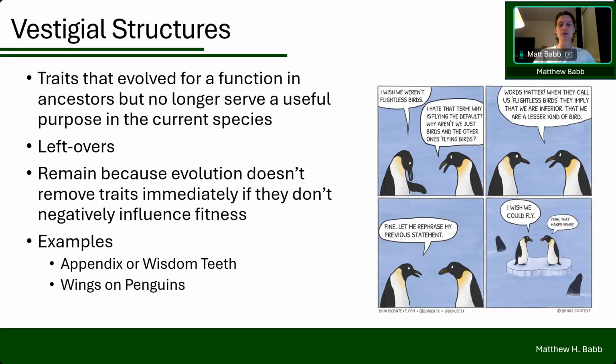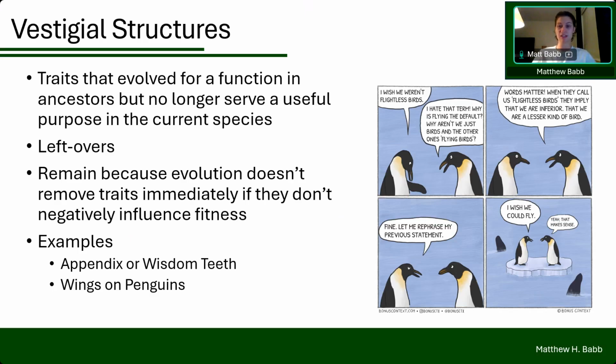Now, some traits that animals have today were important for their ancestors, but they no longer serve a useful purpose. These are called vestigial traits. For example, humans have an appendix, which can help us to digest tough plant material, but now it's mostly redundant, and that's why you can survive today with your appendix removed. Similarly, wisdom teeth are another example. Our ancestors needed those extra teeth for chewing coarse foods, but today they often cause problems and are typically removed in most people.